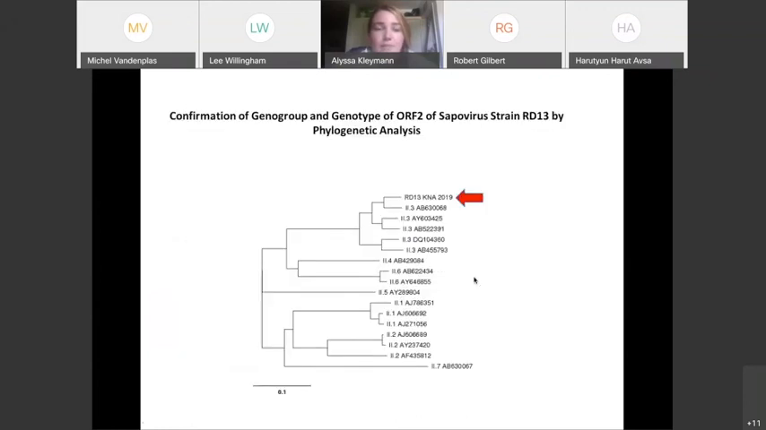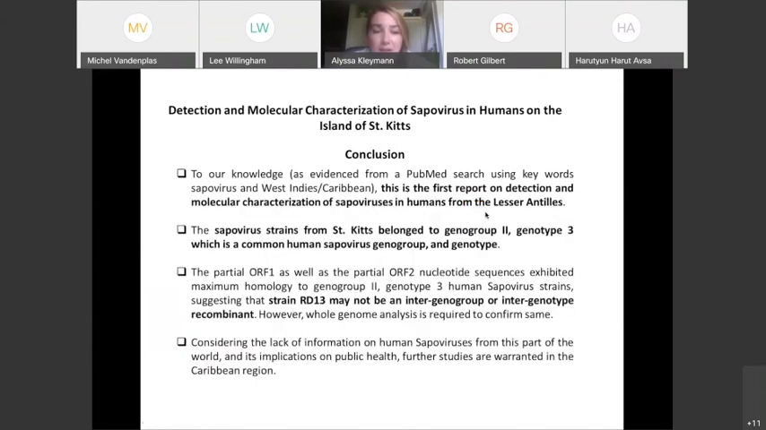And with a phylogenetic analysis, the confirmation of the genogroup and genotype can be seen here, clustering with other genogroup 2, genotype 3. This will lead me to my conclusions for this case. To our knowledge, this is the first report on the detection and molecular characterization of sapoviruses in humans from the Lesser Antilles. And the sapovirus strain from St. Kitts, again, belonged to genogroup 2, genotype 3, which is a common human sapovirus genogroup and genotype.